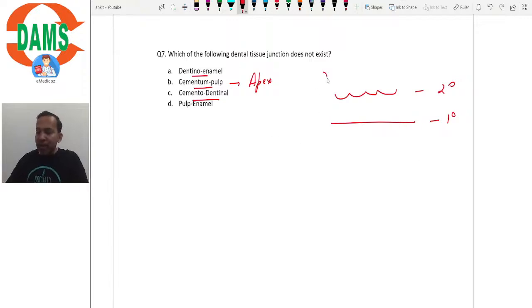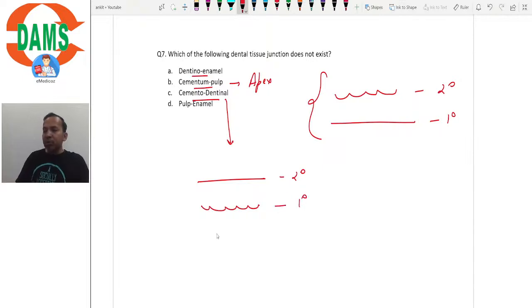See, cementodentinal junction is exactly opposite of DEJ. The DEJ is scalloped in permanent, but the cementodentinal junction is flat in permanent, but it may be scalloped in primaries. So this you must remember. The cementodentinal junction is exactly opposite of dentinoenamel junction. So obviously, the correct answer of this question would be option D, that is pulp enamel junction. Clear?